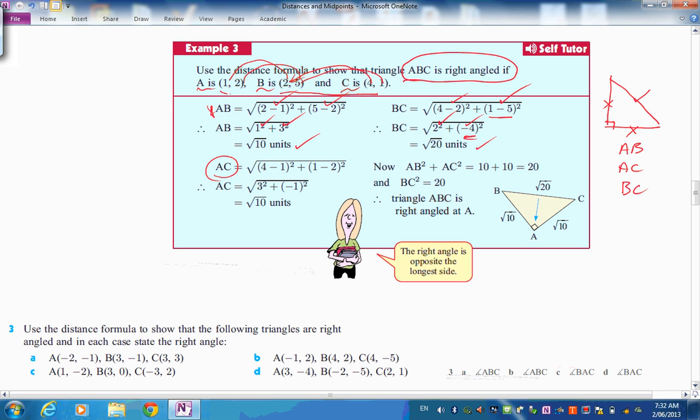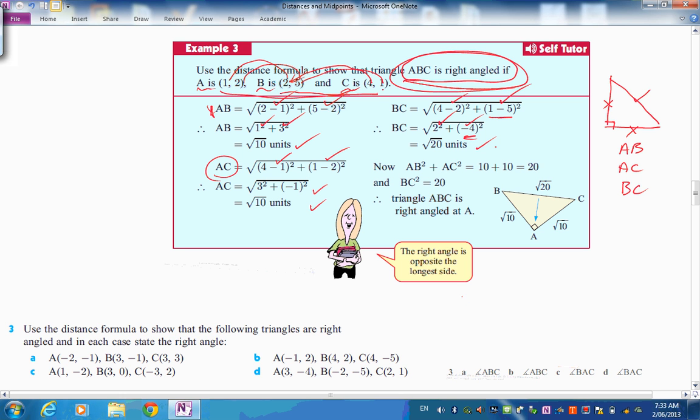Let's go to AC now. We've got to do it with AC. 4 take 1 squared and 1 take 2 squared. Getting messy up there, so I didn't do it with arrows this time. So there we have root 10. Now what have we got? Well, we've got actually an isosceles triangle, but what we're trying to do is see if it's right angled. We've got 2 sides equal, and there's the third one there.